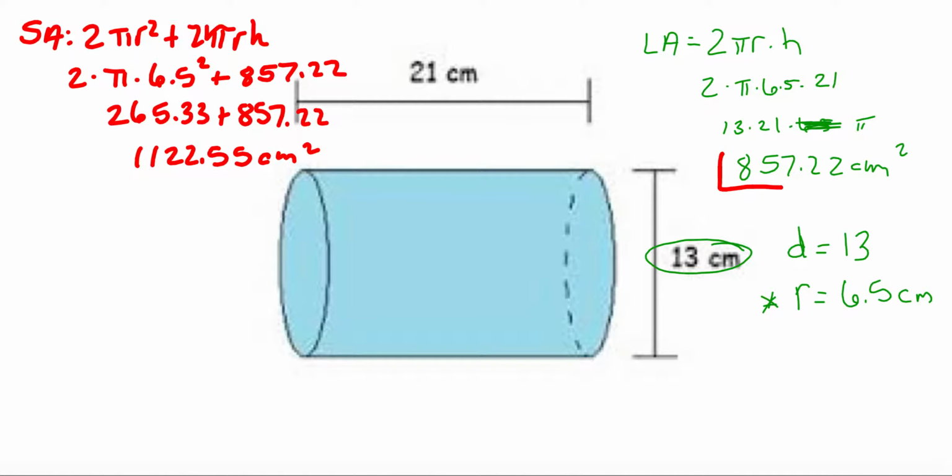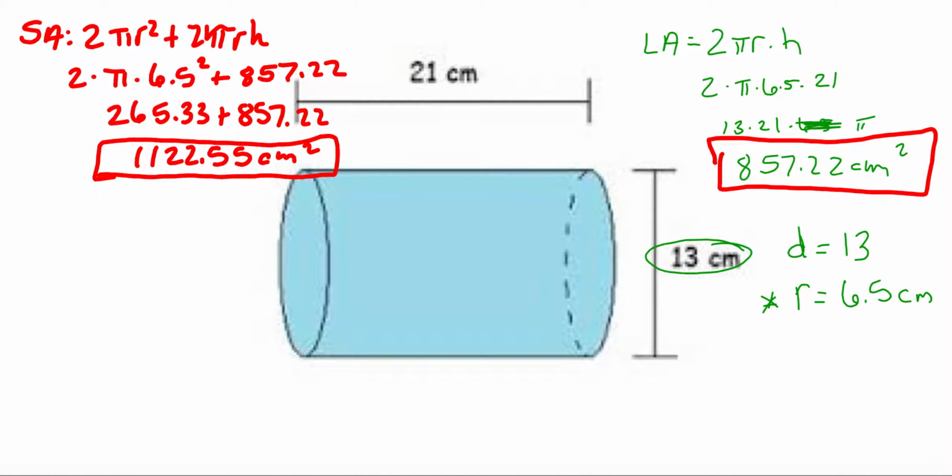Now again, your answers might be a little bit higher than mine. You might have an answer slightly higher than 857.22, or you might have an answer slightly higher than 1,122.55, and that would be likely due to the fact that you use the pi key on your calculator and not 3.14. Again, completely acceptable.